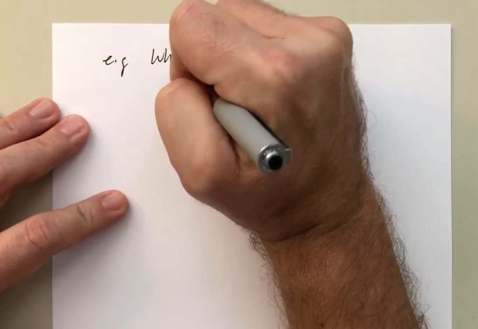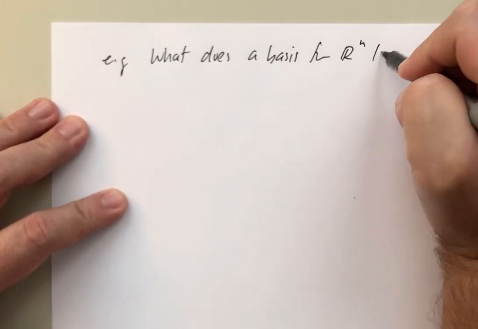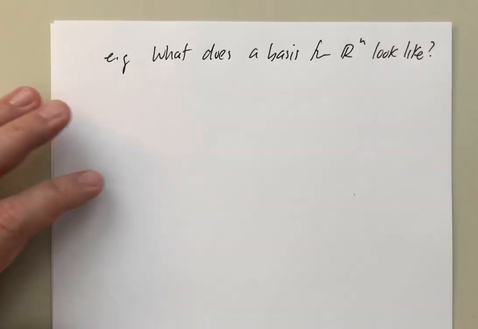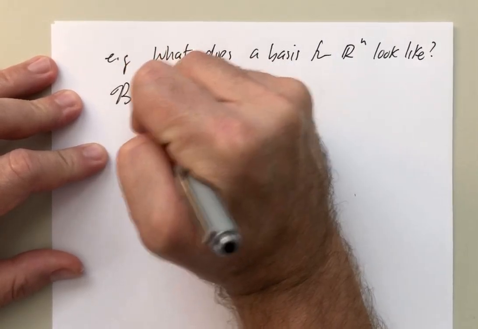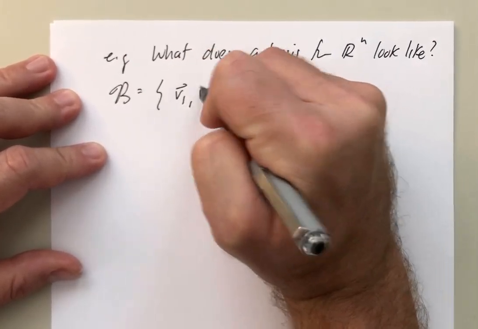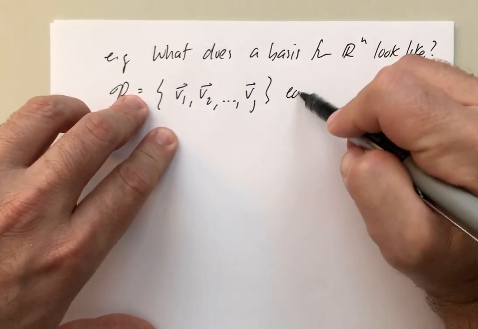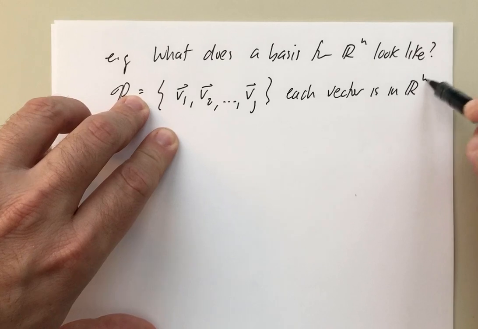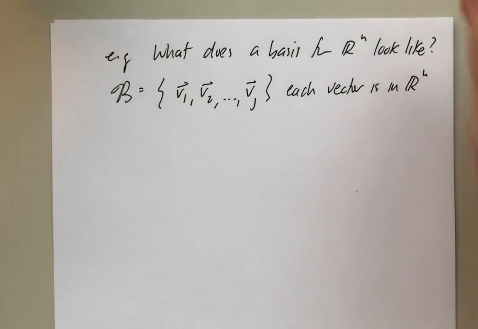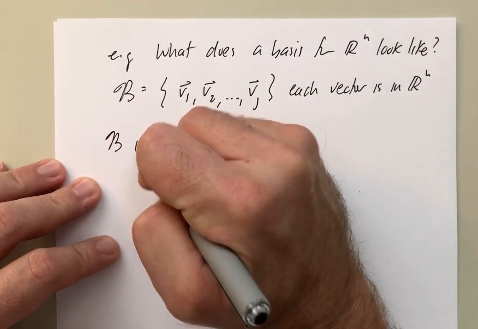So let's go to something we kind of know and love, e.g., what does a basis for Rn look like? Okay, so Rn, right, R3 or whatever n you want to choose. So the basis B should consist of vectors, right, V1, V2, let's say, through Vj. And each vector is in Rn. And what do we want to know? Well, going back to the definition, it should be linearly independent, and it should span.